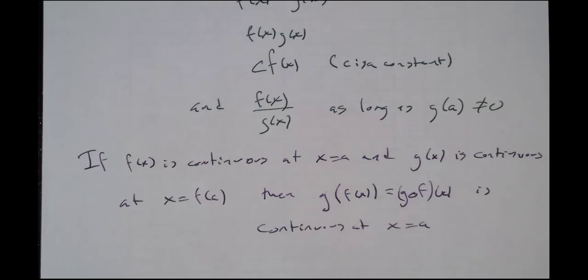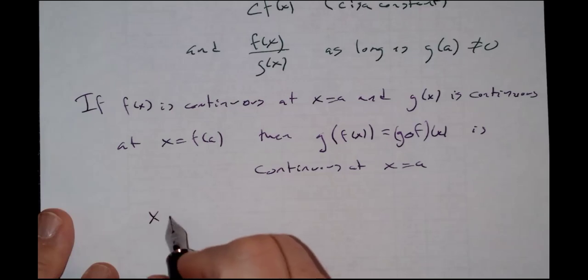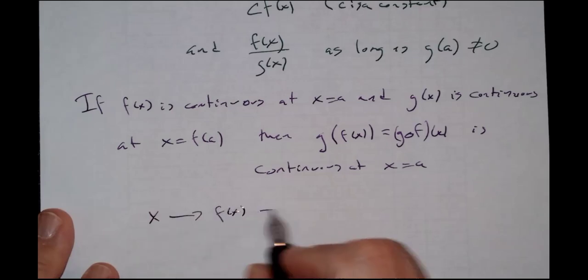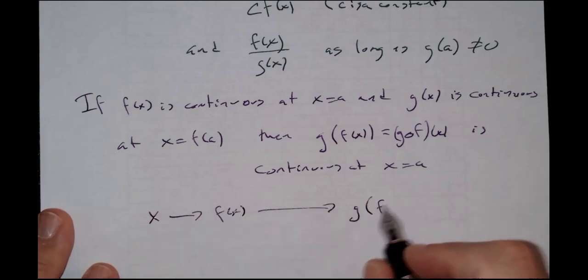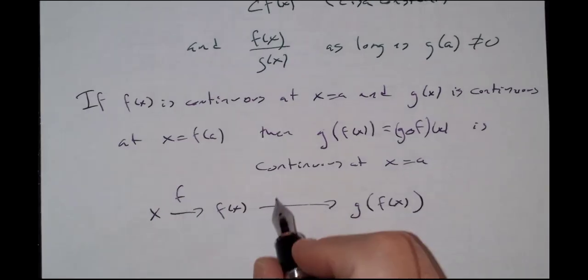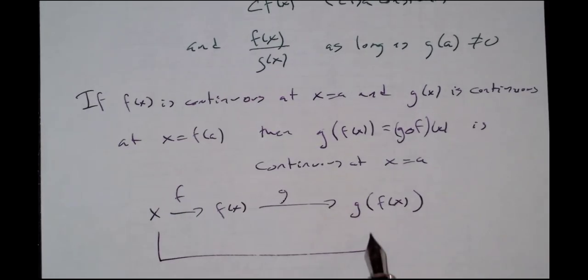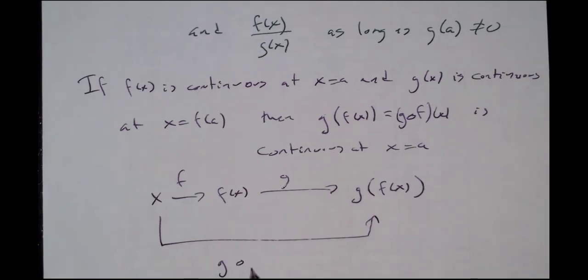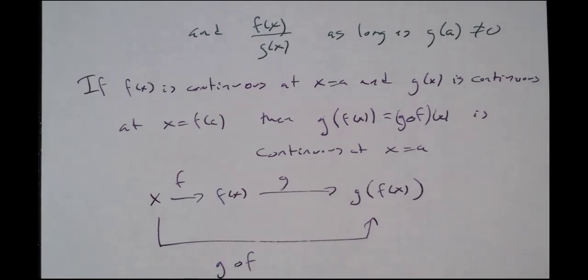Now remember, this composition idea is doing one of them after the other. So I applied f here, applied g here. If I go straight from here to here, we're going to call that g of f. Composition like this preserves continuity as well.